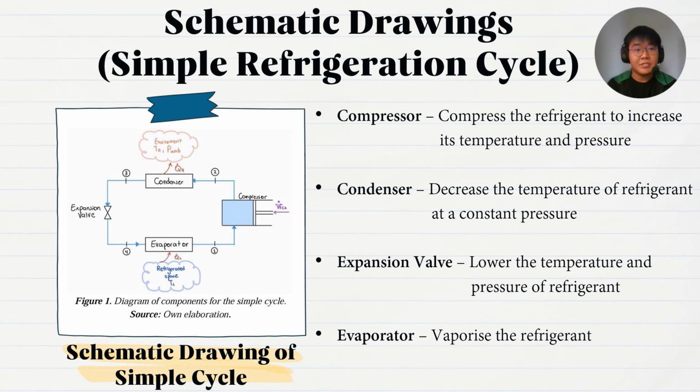After that, the liquid refrigerant will then enter the expansion valve as a liquid and exit the expansion valve as a saturated mixture. This is because the expansion valve will lower the pressure and temperature of the refrigerant. The saturated mixture refrigerant will now enter the last component of the refrigeration cycle, which is the evaporator. The evaporator will evaporate or vaporize the refrigerant. The refrigerant that exits the evaporator is in vapor state and it flows back into the compressor to start the process again. This is how a simple refrigeration cycle works.